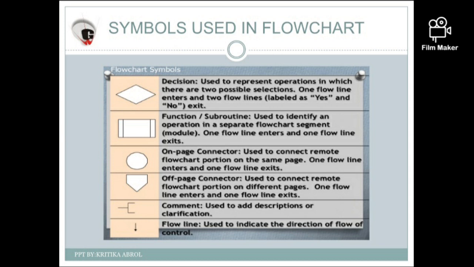The next flowchart symbol is function or subroutine. This particular shape is used to identify an operation in a separate flowchart segment or a module. One flow line enters and another flow line exits. A subroutine is also known as a predefined process symbol, which is a marker for another process or series of process flows inside the flowchart.